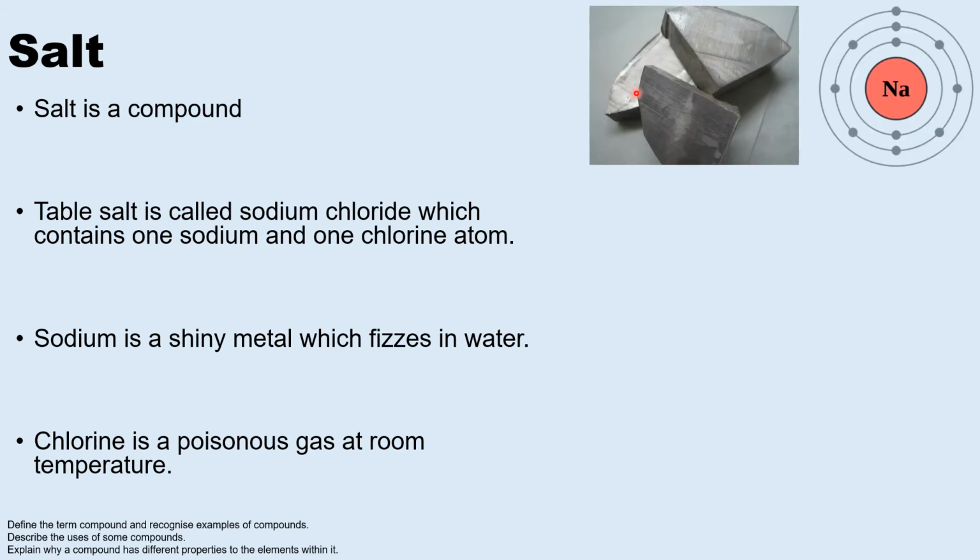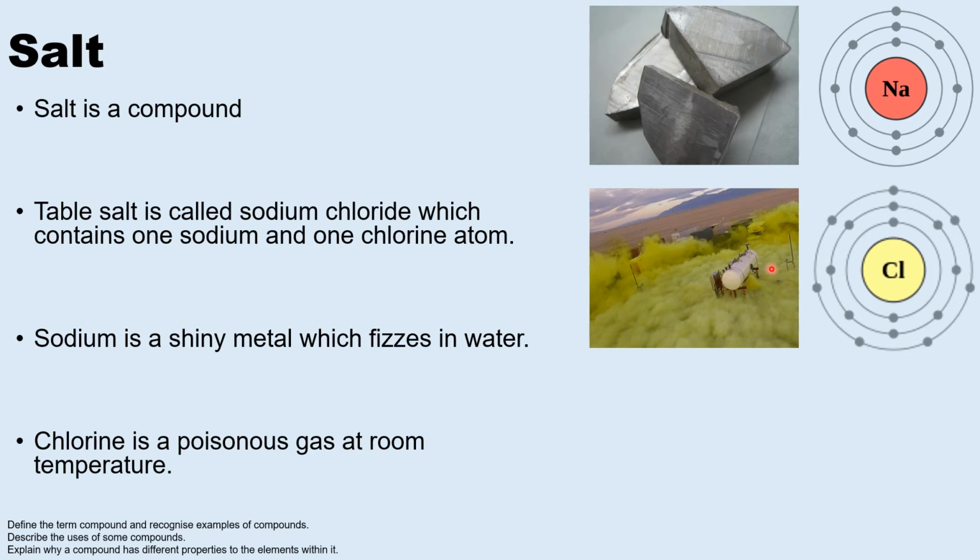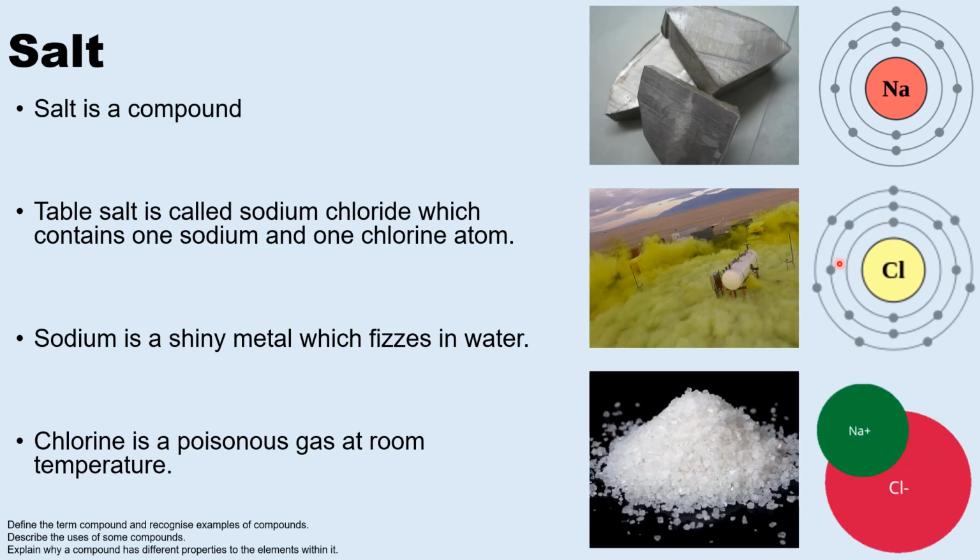So there is your sodium, and that is its configuration and structure. And then you have chlorine, and that is this green gas here, and that is its structure as well. And together it makes salt, which is quite bizarre if you think about it, because how could that very reactive metal and that really poisonous gas make something that's safe to eat? But it does. And again, it's down to the charges on the molecule. So we won't go into that too much more.